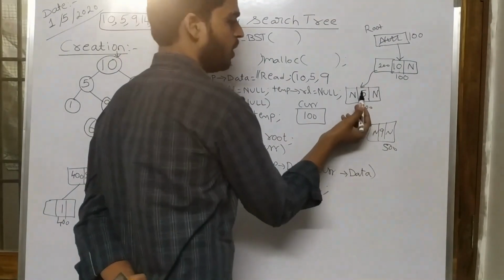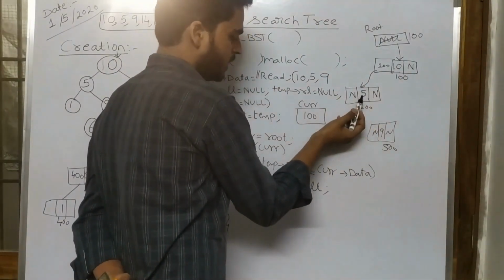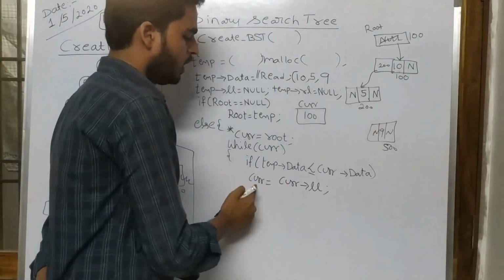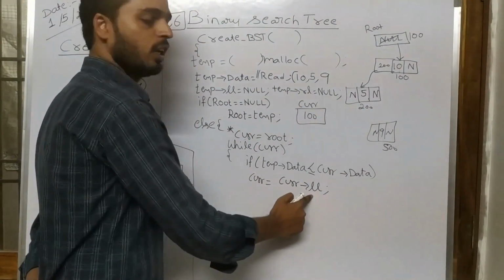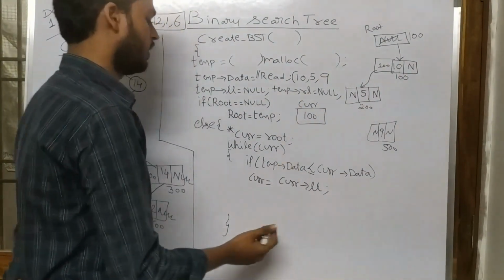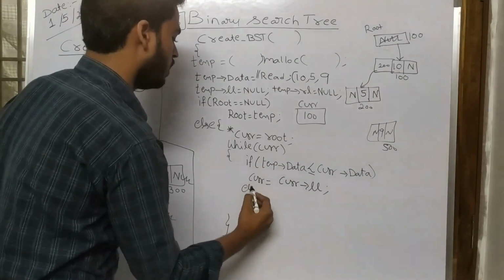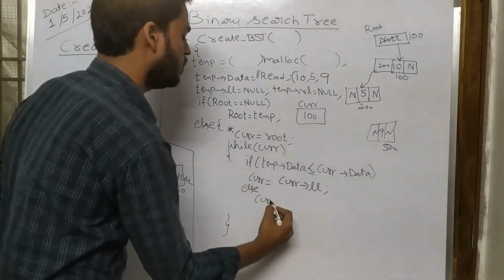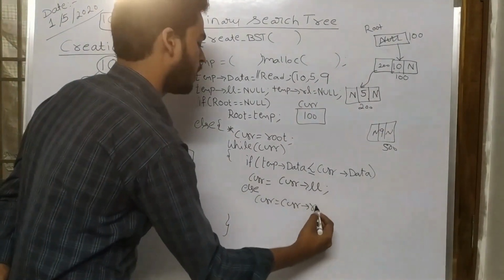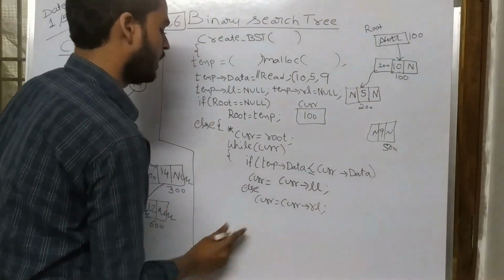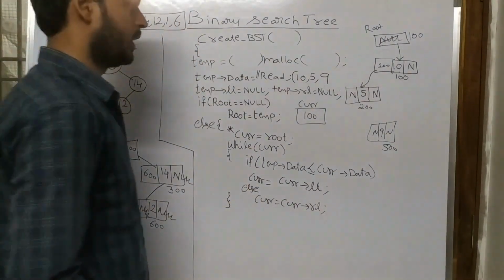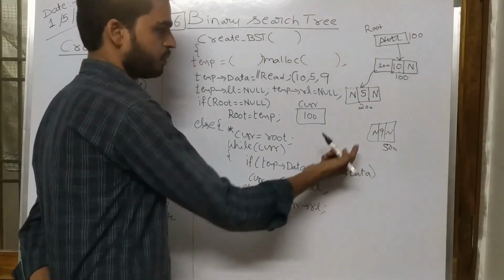So for that, I am just taking one temporary pointer, current. Okay. Now I am going to check once again. So I need to move. Current equal to current's left link. Current equal to current's left. If it is not, what will I do? I will move to current equal to current's right link. Okay, fine.